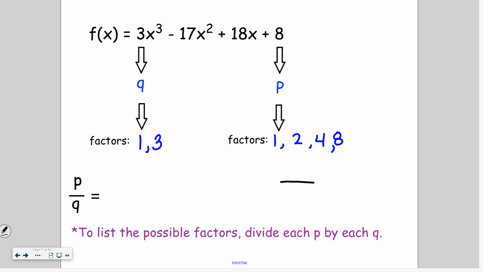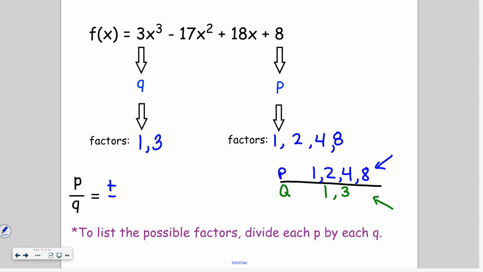Now, a good way of looking at this, so our P's are 1, 2, 4, and 8. Our Q's, and I want to do them in different colors so you can see. Our Q's are 1 and 3. Now, for my P over Q, I'm going to take and make sure that I put each of these over each of these. Now, sometimes you'll get numbers that repeat, and if they repeat, you don't have to write them down. Okay? However, do we know if it's 2 positives or 2 negatives or a positive and a negative? No, we don't. So to be on the safe side, we always put plus minus.